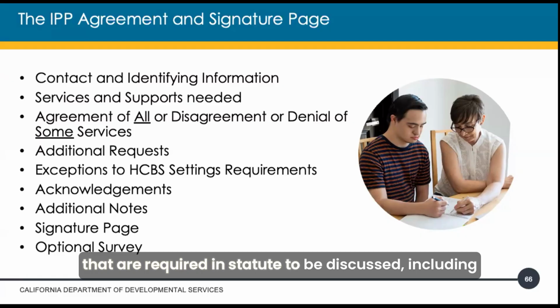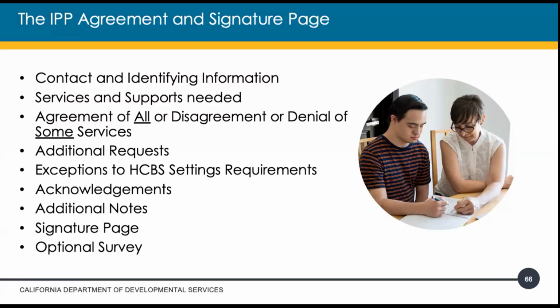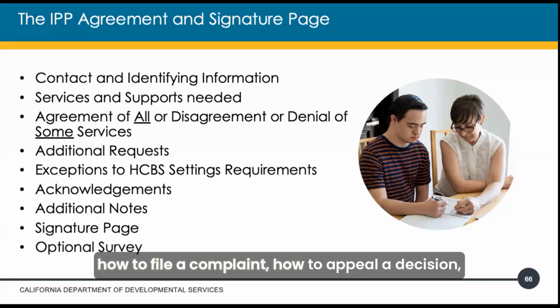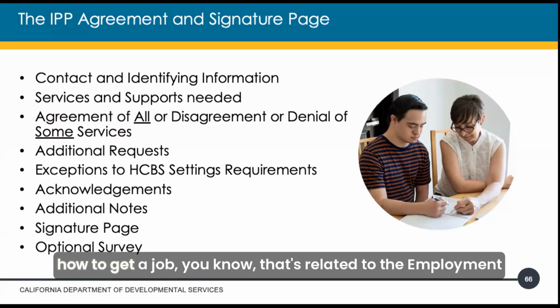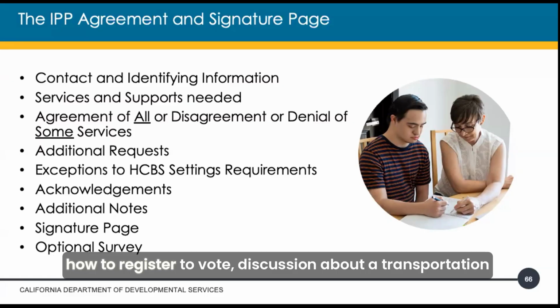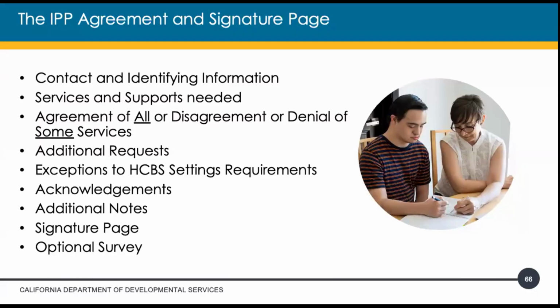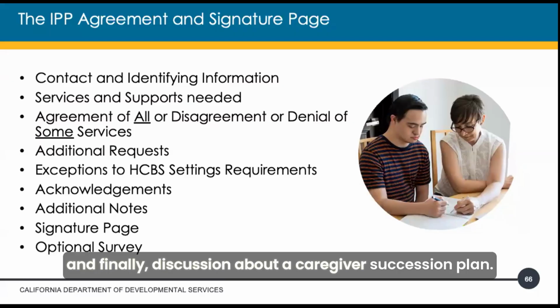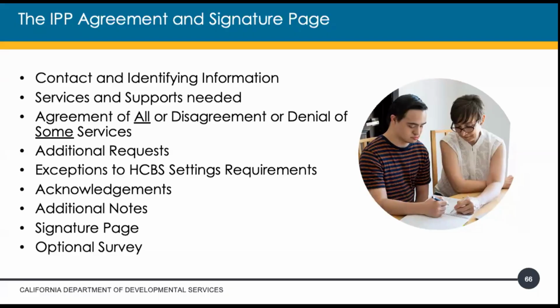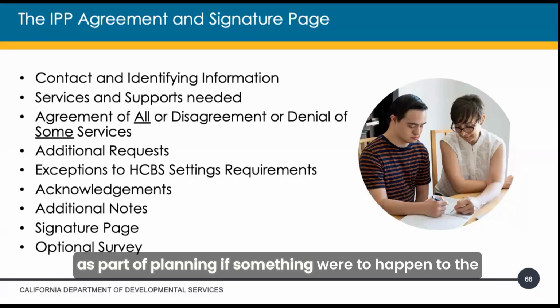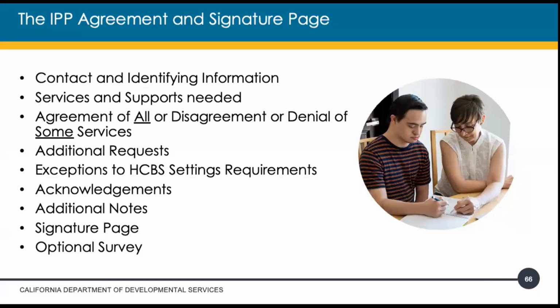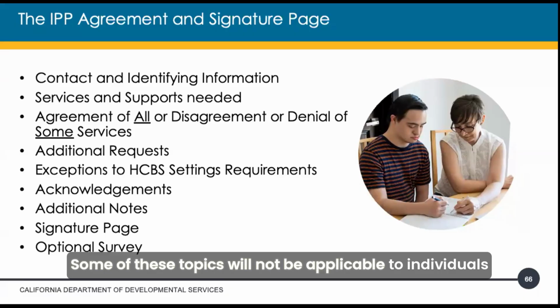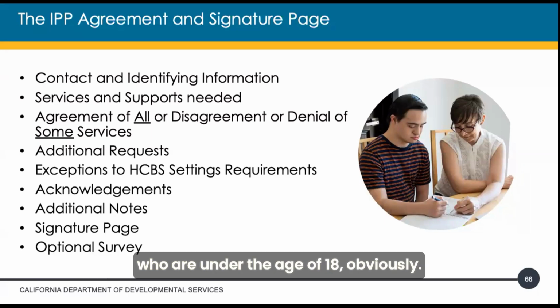required in statute to be discussed, including the service coordinator talking about self-direction, how to file a complaint, how to appeal a decision, how to get a job, that's related to the employment first policy, how to register to vote, discussion about a transportation access plan, and finally, discussion about a caregiver succession plan, if, as part of planning, something were to happen to the current caregiver. Some of these topics will not be applicable to individuals who are under the age of 18, obviously.